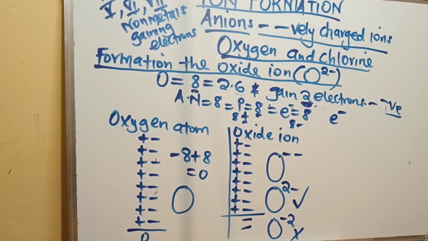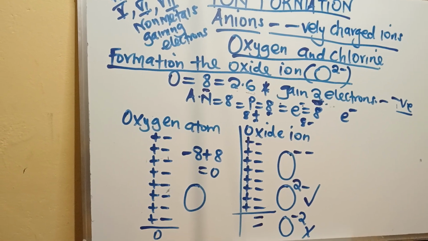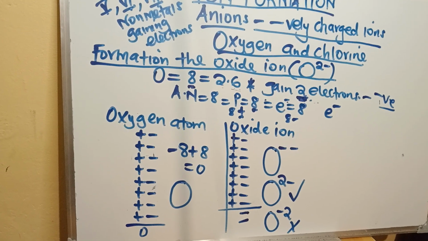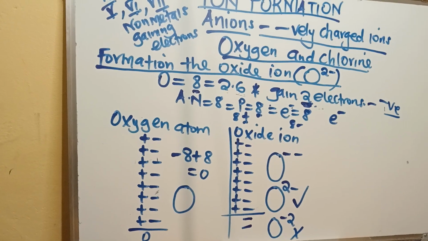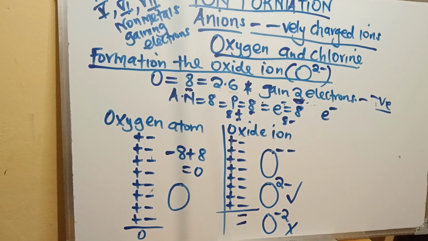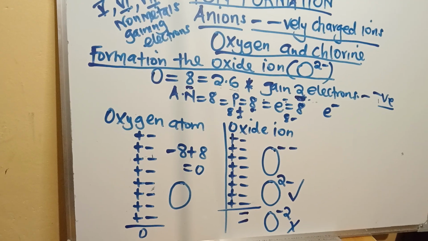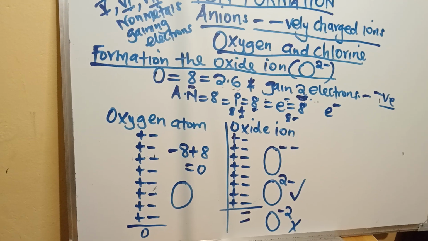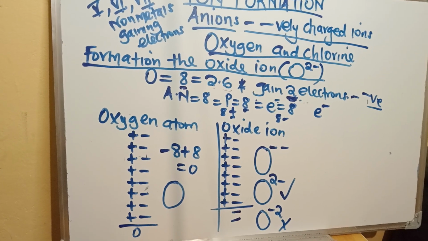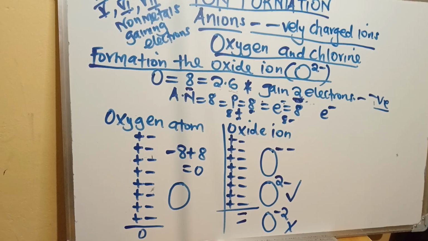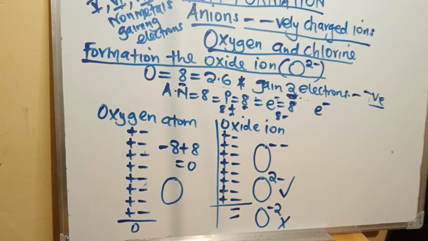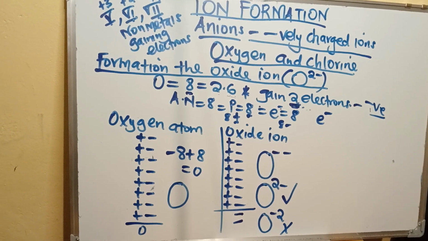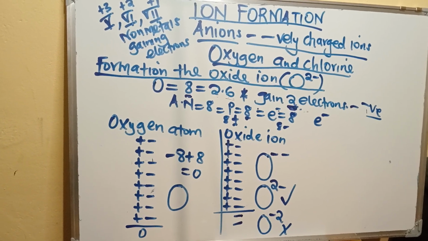So for your assignment, make sure that you try the one for chlorine. And remember, chlorine being in group 7, it will only be gaining 1. So you can even predict how the stable chloride ion shall be. So make sure that in your own assignment you use the same knowledge and show the formation of the chloride ion.